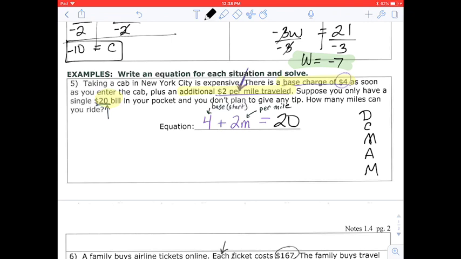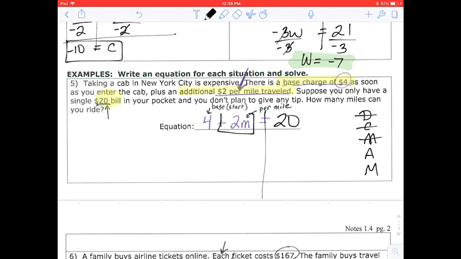Don't call me after midnight. There is nothing to distribute here. I do not have any like terms. Looks like I only have variables on one side of my equation. I do need to start getting my variable by itself though.